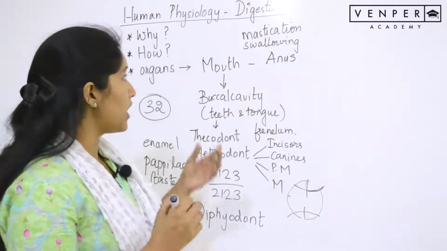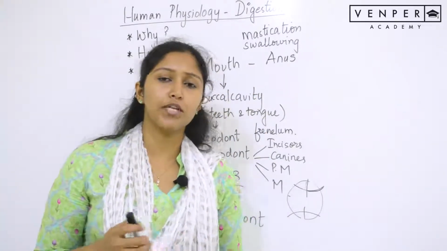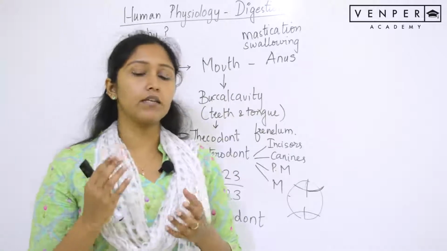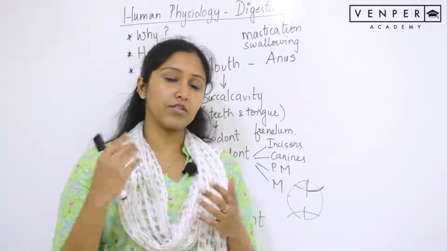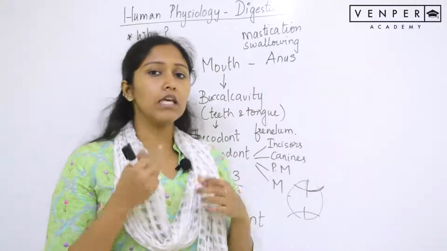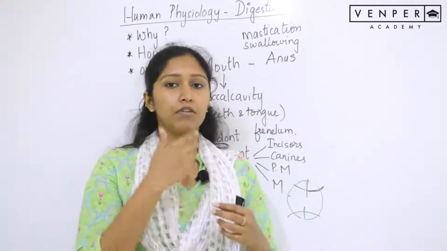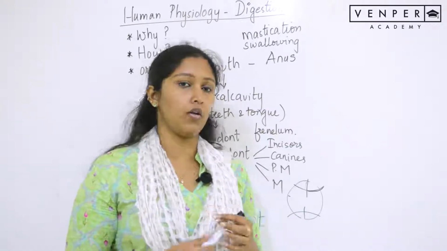So once the food has left the mouth, it enters into the pharynx. Pharynx is actually the common organ that is found both in the respiratory as well as in the digestive tract. So from the pharynx, it passes on to the esophagus, which lies behind the windpipe and your respiratory organ.